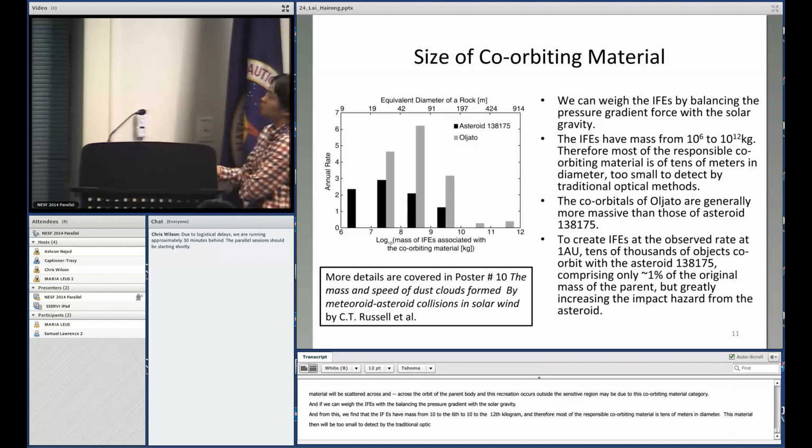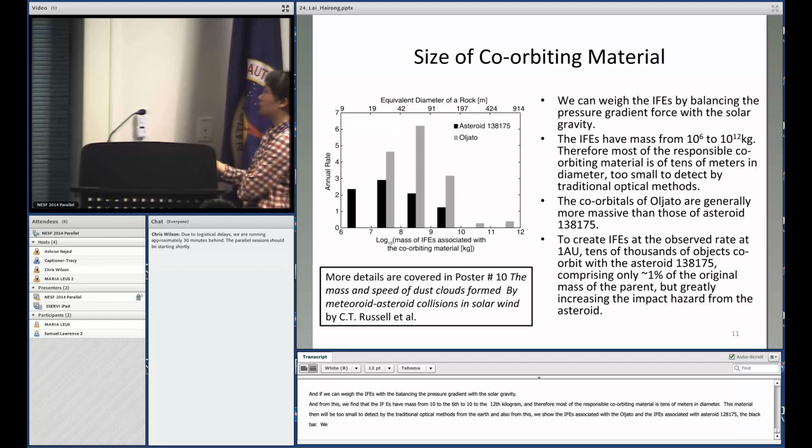And also from this plot, we show the FE mass associated with Oljato, that's the gray bars, and the FE mass associated with asteroid 138175, that's the black bars. We find that the co-orbitals of Oljato are generally more massive than those of asteroid 138175. This is reasonable because Oljato is at least 3 times larger than asteroid 138175 in diameter, so we expect larger co-orbitals.